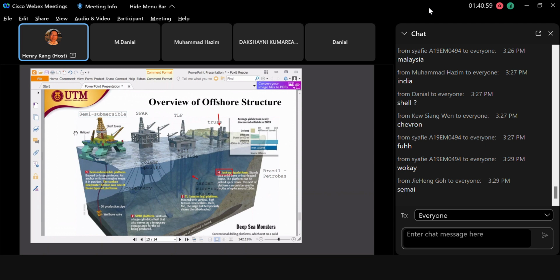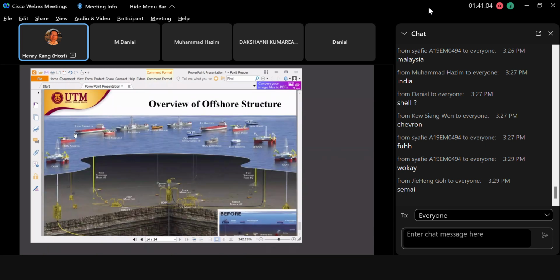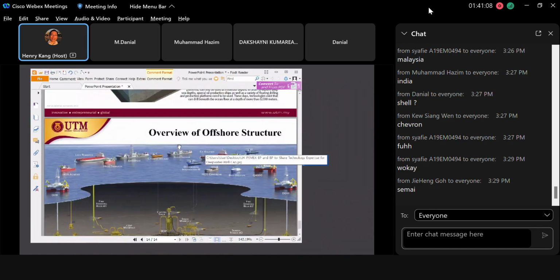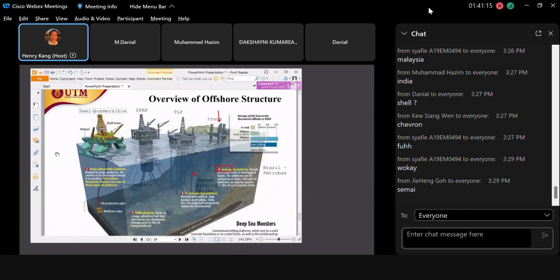Anyway, what else? We still have one very important one still missing, right? Where is our FPSO? FPSO, tak ada jumpa. Anyway, we have FPSO.